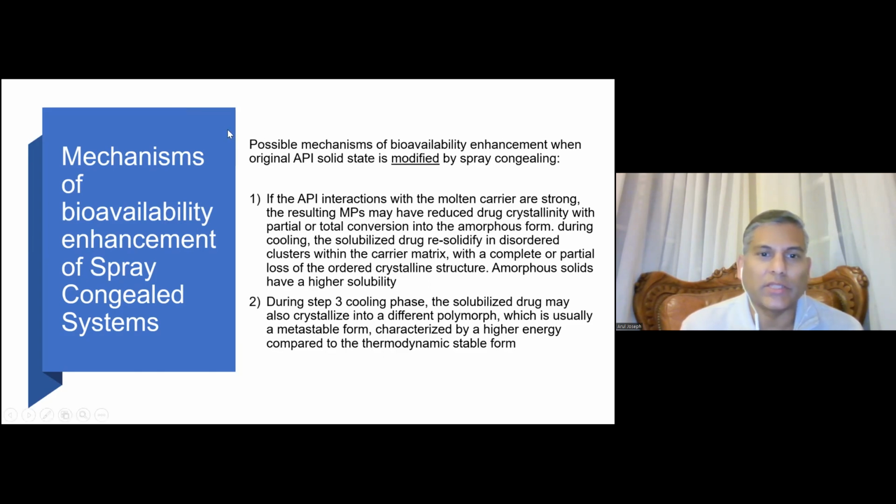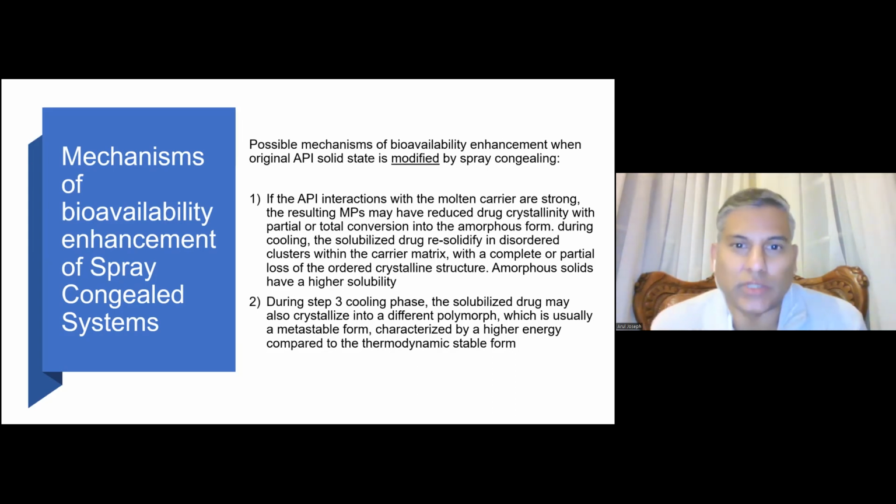Some of the mechanisms, again, are where the API solid state is modified. In the previous example we looked at, the API solid state is the same, it is not changed, right? For instance, if you have a crystalline API, you still keep it crystalline, a semicrystalline API, semicrystalline. So here it is modified. The API solid state is modified by spray congealing. Here, what happens is the API interacts strongly with the molten carrier. So for instance, you make an amorphous or a semi-amorphous form.